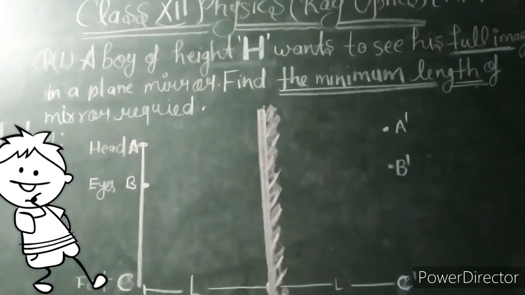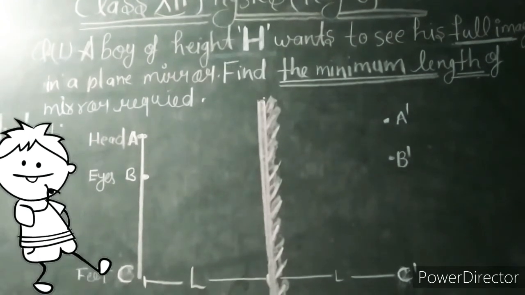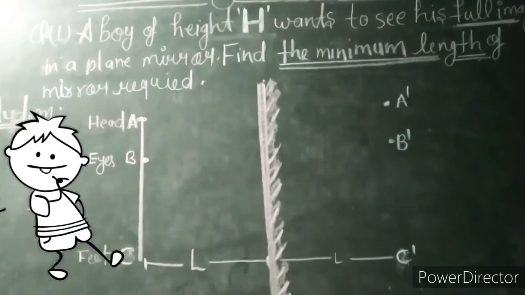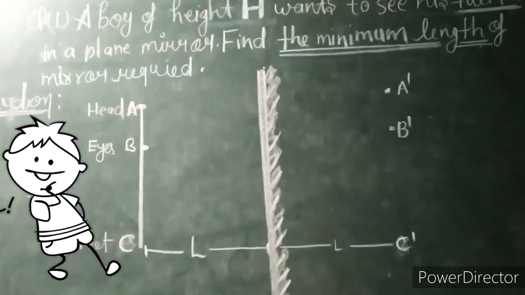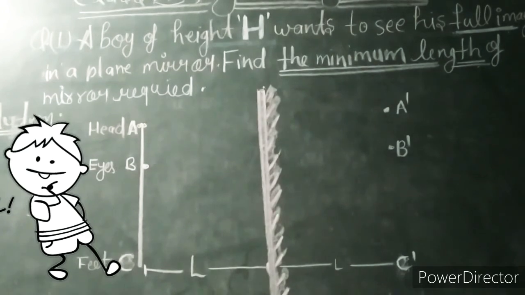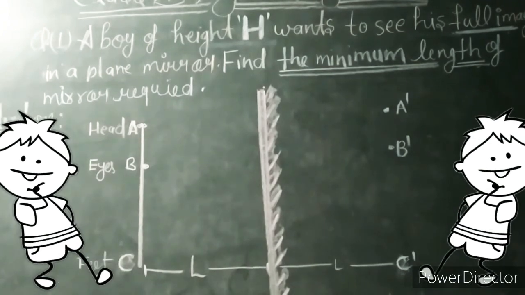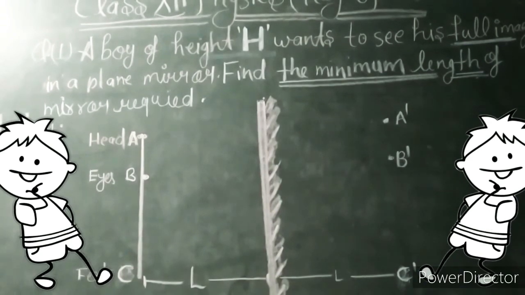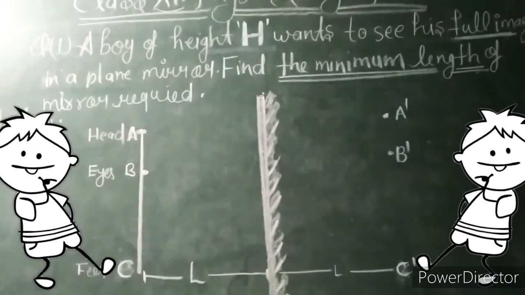Solution: we consider AC a boy, and we take one mirror. As we know, we see all things with our eyes, so we consider here one point B, that is our eyes. Let's consider the distance between the mirror and the boy is L. Then we will get the image also. The distance between the mirror and the image is L. We follow all characteristics related to a plane mirror.